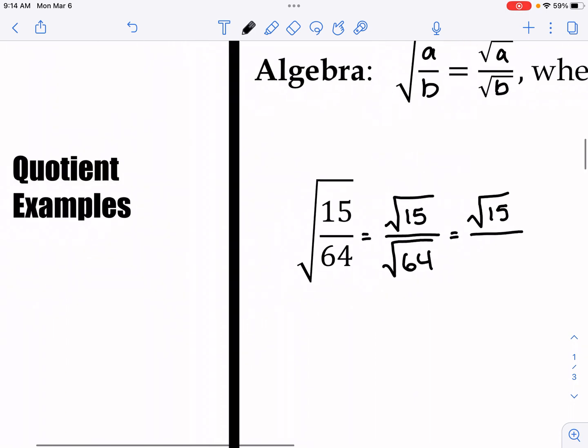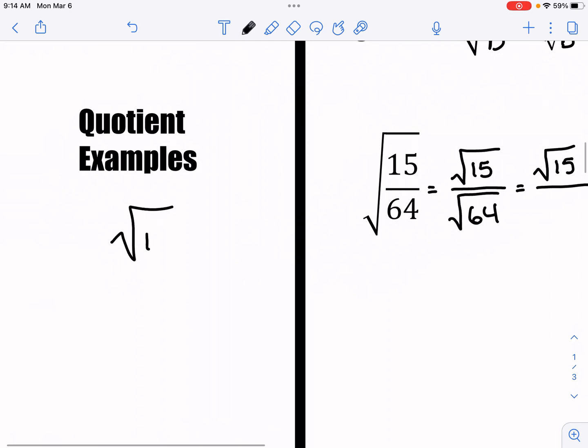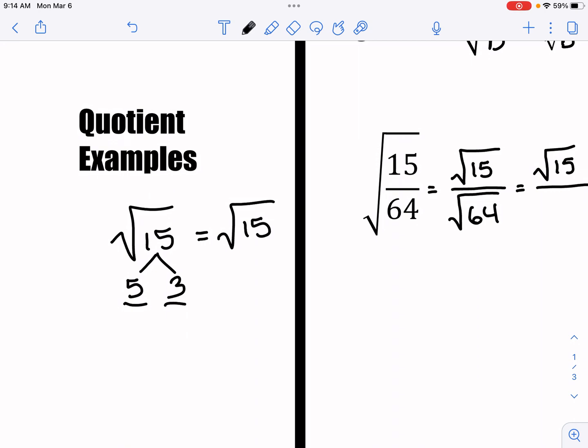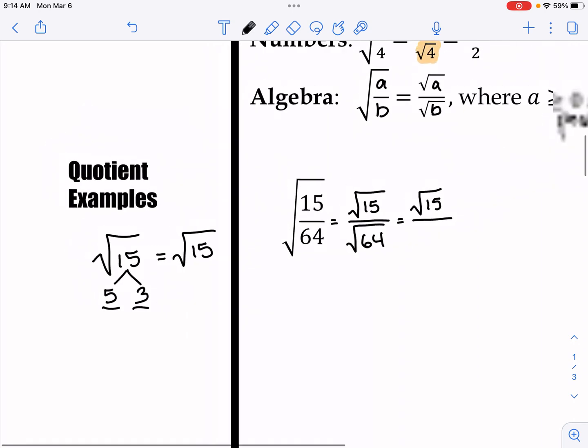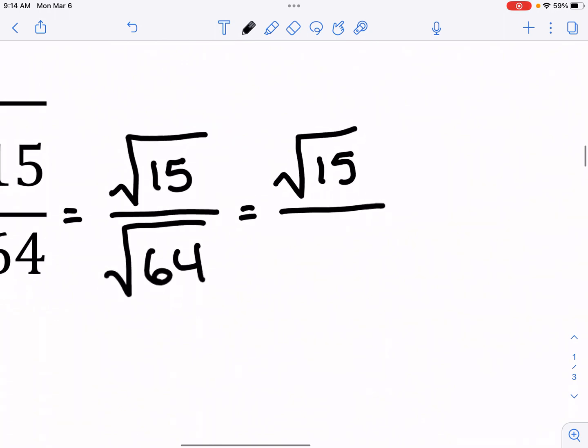And also, if you're not sure how to tell, we can use a factor tree. Its only factors are 3 and 5. We do not see any pairs. They're both singleton numbers. So this is as simplified as you can write it. But on the denominator, square root of 64, that is a perfect square. That is 8, because 8 times 8 is 64.